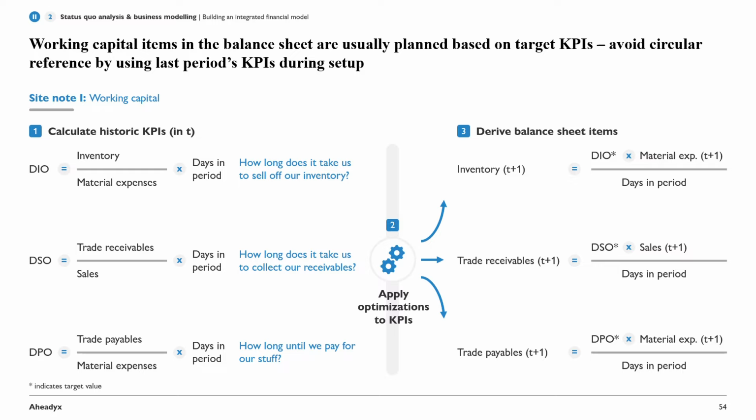And now as a second step, the idea is that we apply optimizations to those KPIs. So for example, we could reduce our inventories because it may just work out that we do not bind as much capital in inventories and rather use it for something else. For example, we may collect our receivables faster by reducing the terms of payment, or we could just pay later if that's working out with our suppliers. So these would be exemplary optimizations to those KPIs.